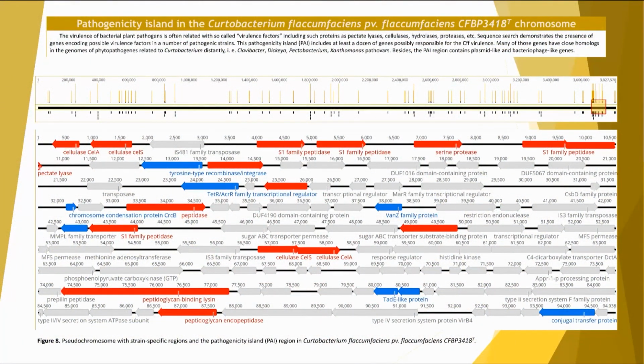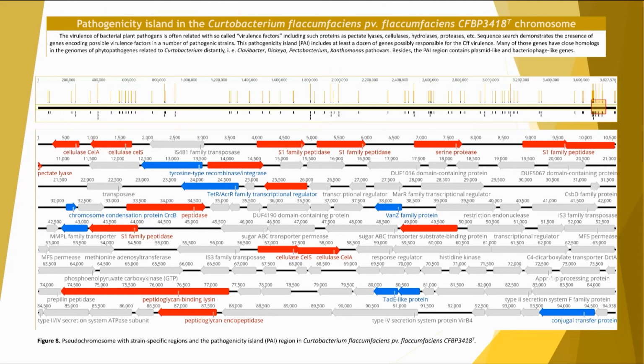The virulence of bacterial plant pathogens is often related to the so-called virulence factors, including such proteins as pectate lyases, cellulases, hydrolases, proteases, and other enzymes. To find the genes of virulence factors, we used the same approach we used earlier to search for taxon-unique sequences.